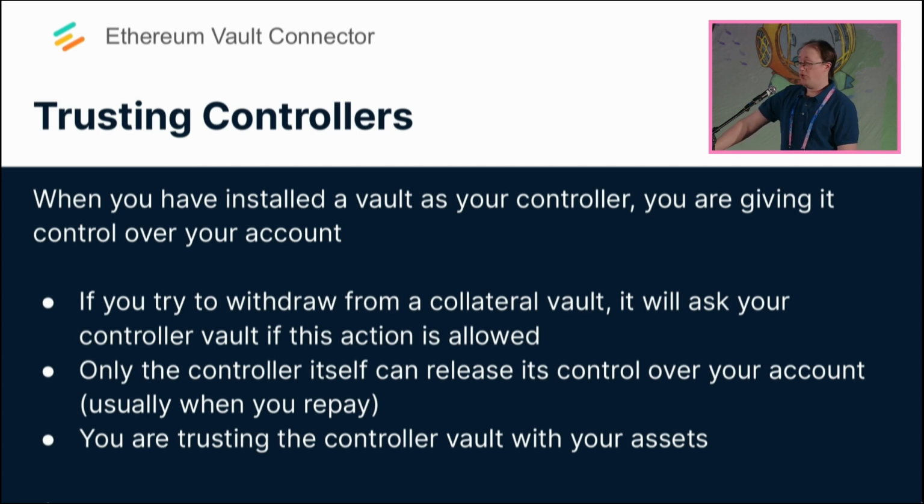So when you try to withdraw from a collateral vault, what happens is that the collateral vault goes via the EVC and asks the controller vault if this action is allowed. If you're trying to withdraw a small amount, it might be okay, but if you're trying to withdraw so much that it would put you in violation of your loan terms, it might be prohibited. Only the controller itself can release the control. That happens when you repay your loan.